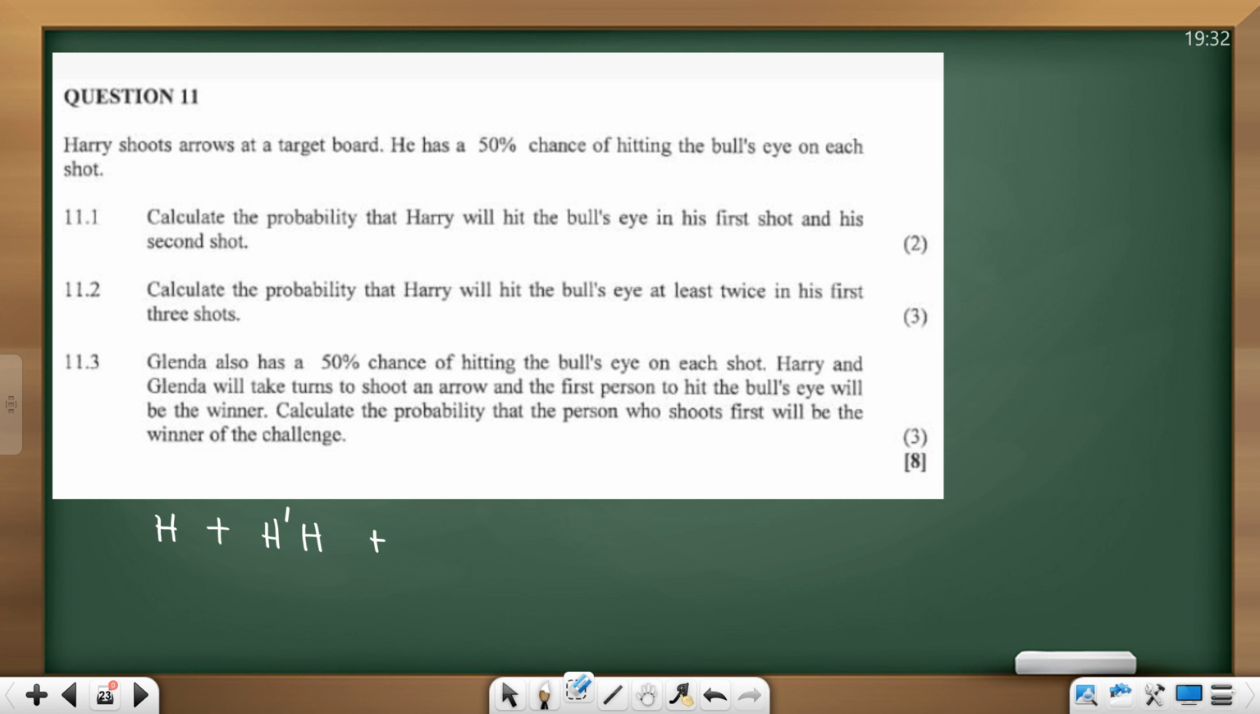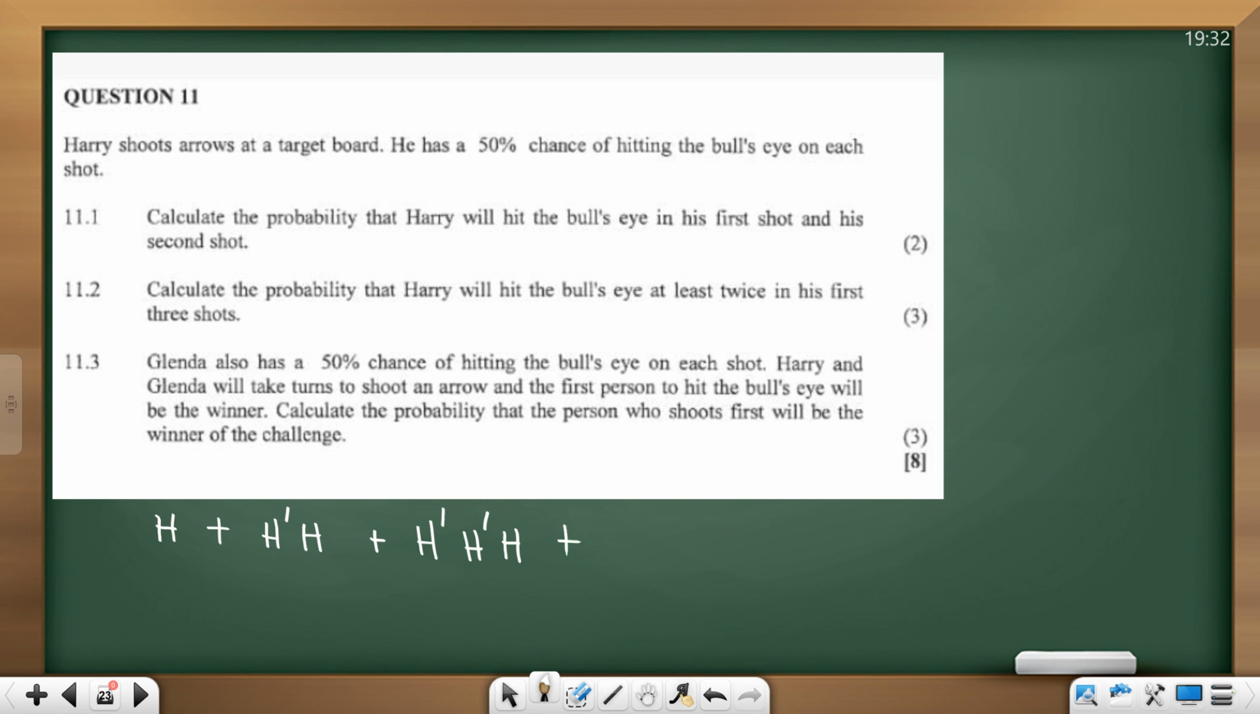Okay. Oh, you don't know what's going on. Harry shoots. He does not hit it. That gives Glenda a chance. Glenda shoots. She doesn't hit it. Goes back to Harry. Harry shoots. Who wins? That's another chance. That's another opportunity, right?